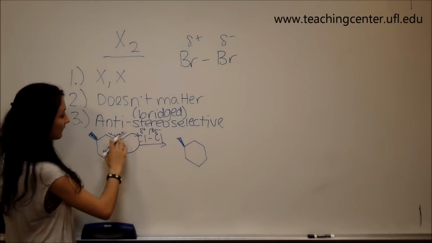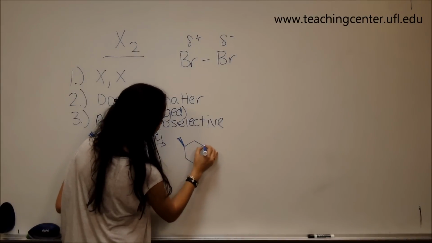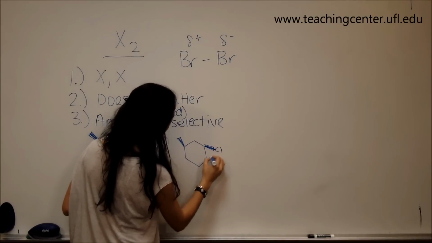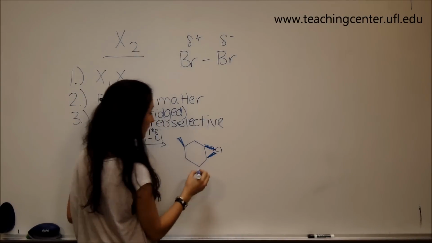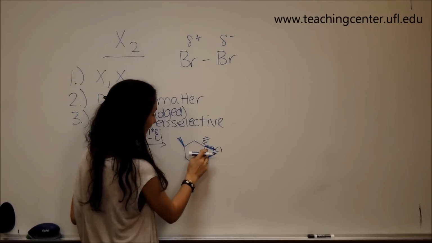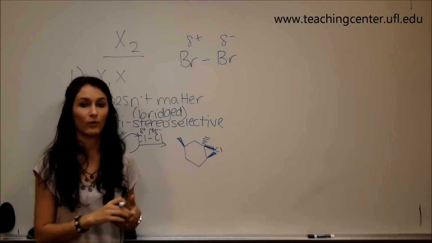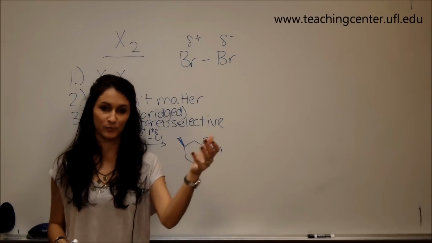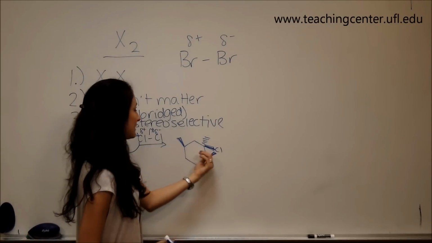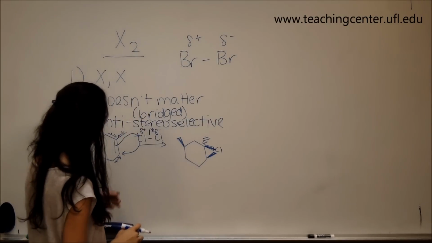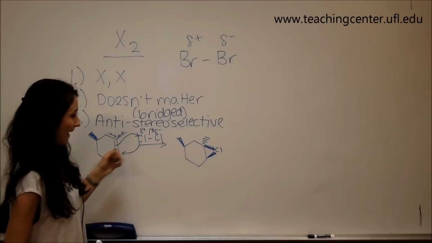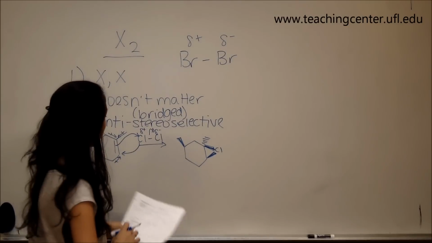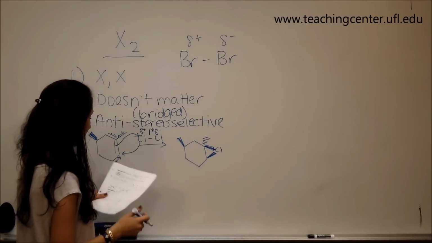Okay, so I'm going to say this came in from the front face. If this came in from the front face, I'm going to draw these chlorines both on wedges. They have to be in the same plane. Since the chlorine is only one atom, it cannot be in two planes of space at the same time. So this has to be coming from the front from both sides. That means this methyl would have had to go back. Okay?